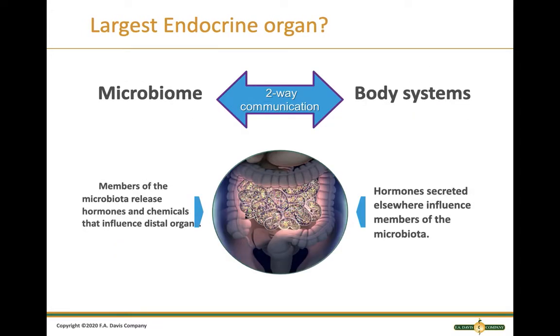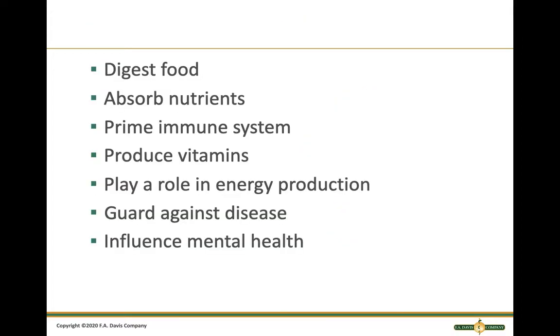Some people think the microbiome is the largest endocrine organ because members of the microbiota release hormones and chemicals that influence distal organs. So they're releasing hormones that are going to influence other organs that are farther away, and hormones that are secreted elsewhere influence the members of the microbiota. So some people say we should call this another organ. Functions of the microbes, again, they help with digesting food, absorbing nutrients, prime the immune system, produce vitamins, play a role in energy production, guard against disease, and influence mental health.